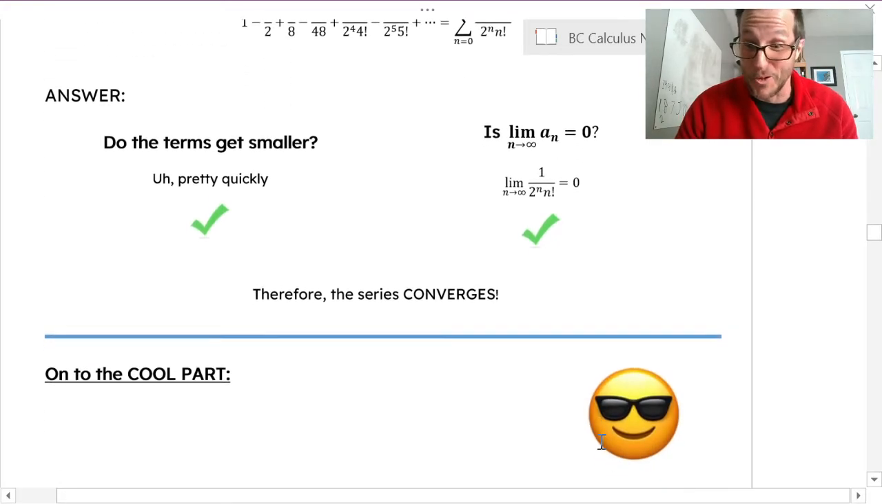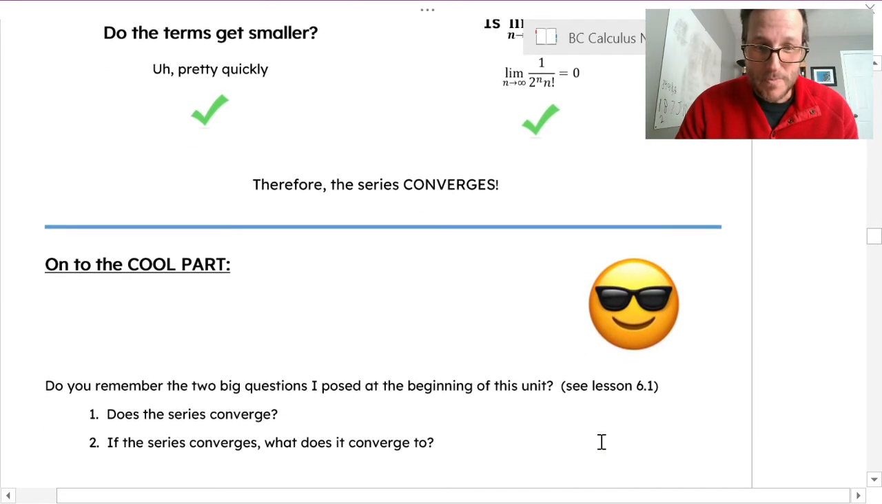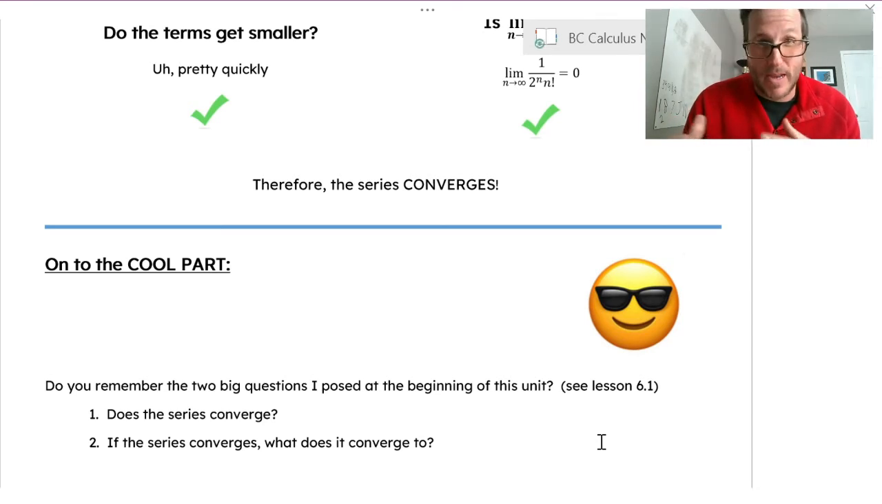This is even cooler. Okay, dig this. So something that we can do with an alternating series is estimate its value. So back to the two questions from the very beginning of this unit. Does the series converge? More interestingly, what does it converge to?